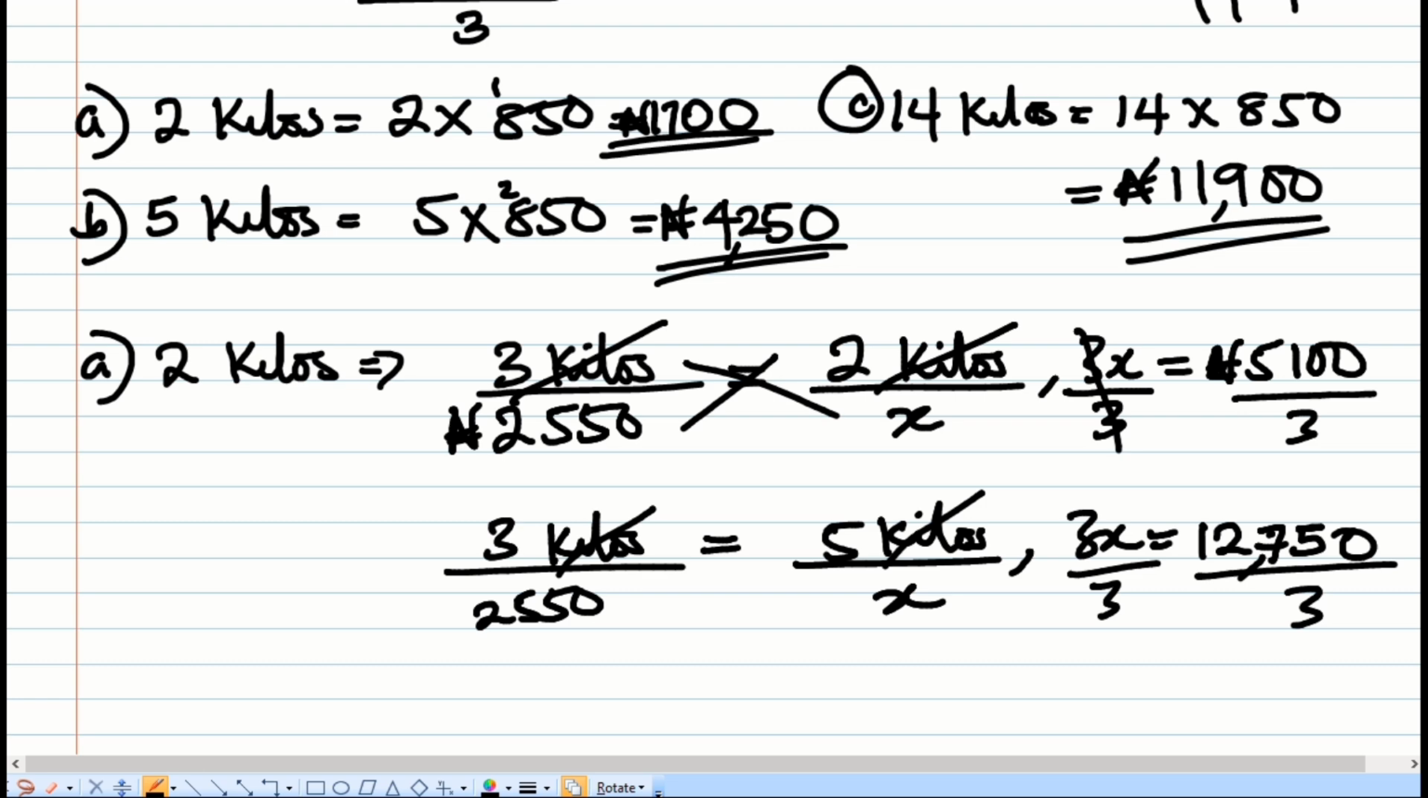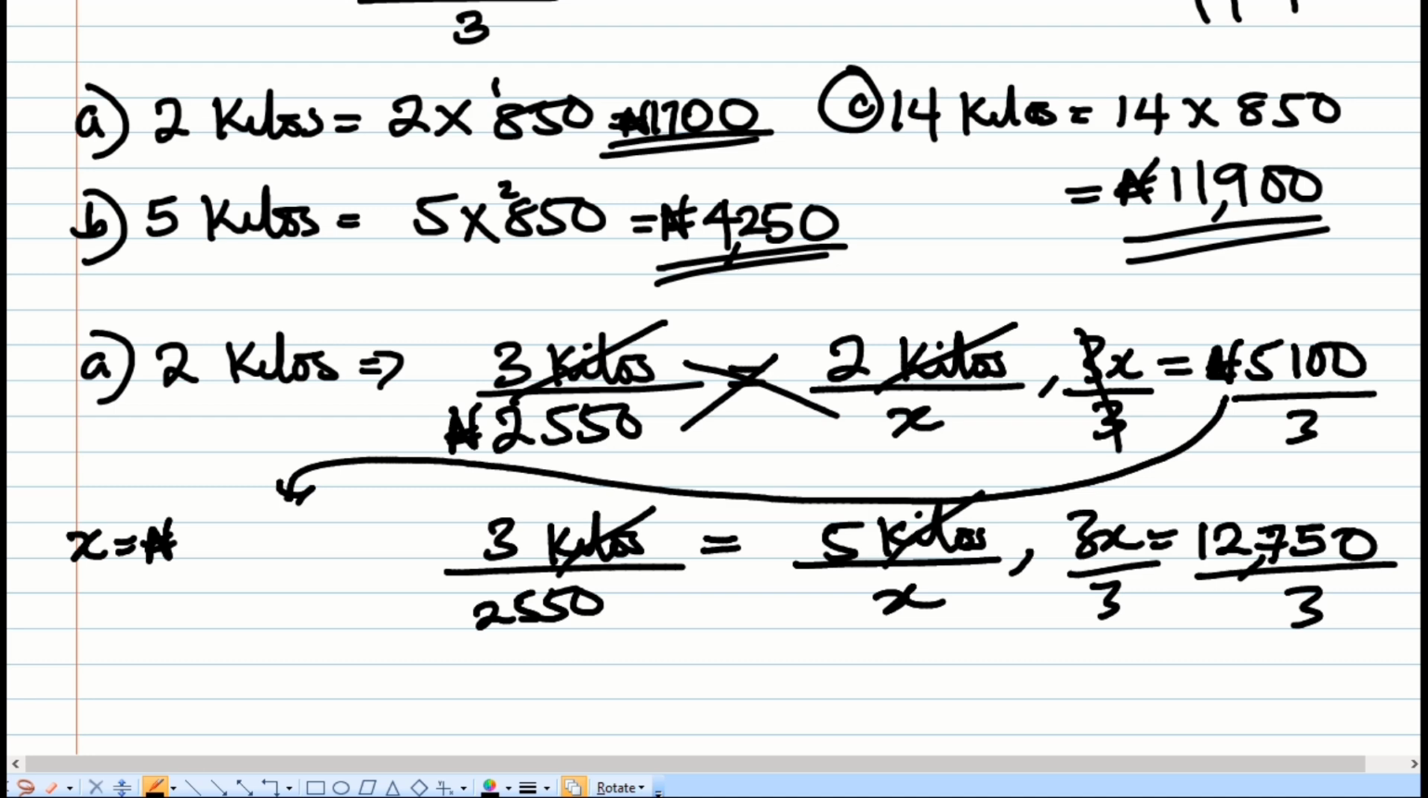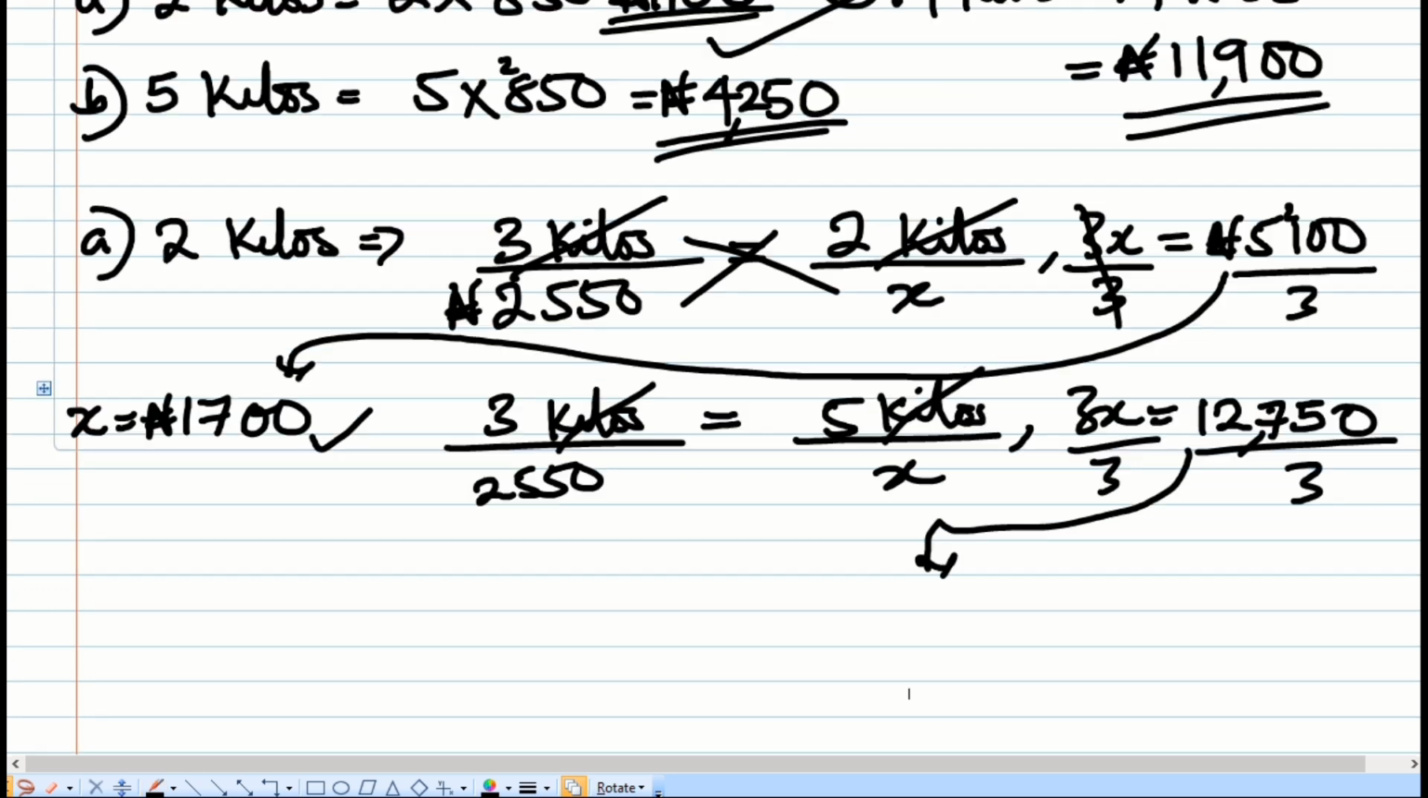So for the first one, I'm going to put the final answer here, so that the price x is 5,100 naira divided by 3. Well, 3 into 5 is 1, remainder 2, into 21 is 7, and then you have 2 zeros. So that corresponds. You see that we have 1 7, we have 1 7. For this one, I'm going to put the answer there.